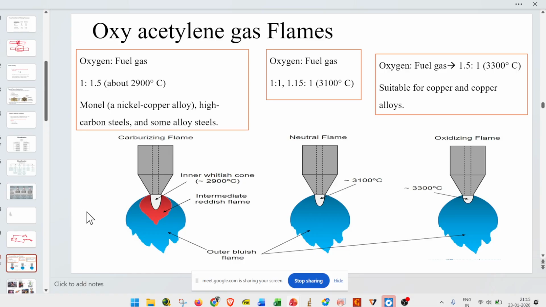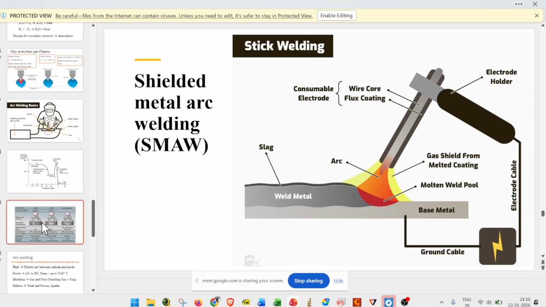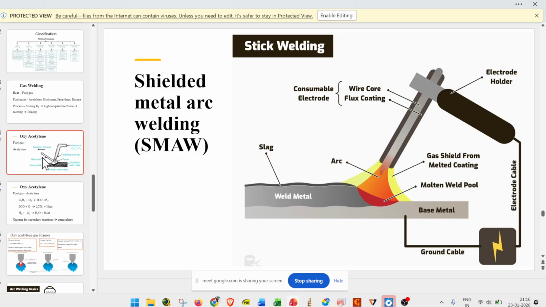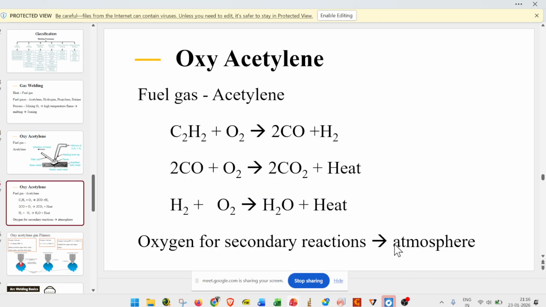Okay, let's continue. Similar to arc welding, in gas welding we also have three different classifications based on the variabilities. Just to see here, yes, this is how gas welding takes place. We have a fuel, whether C2H2 or any other, and this is how the chemical reaction and heat will be generated.